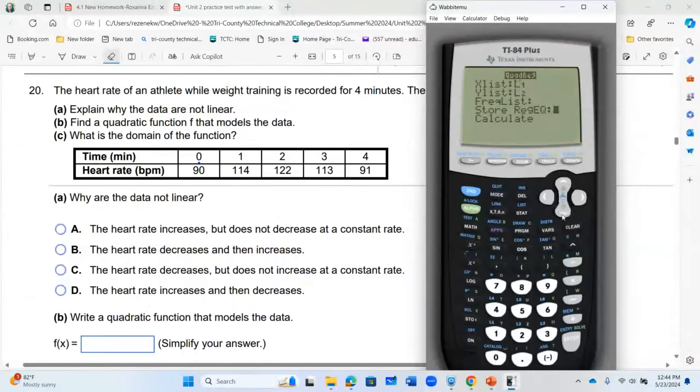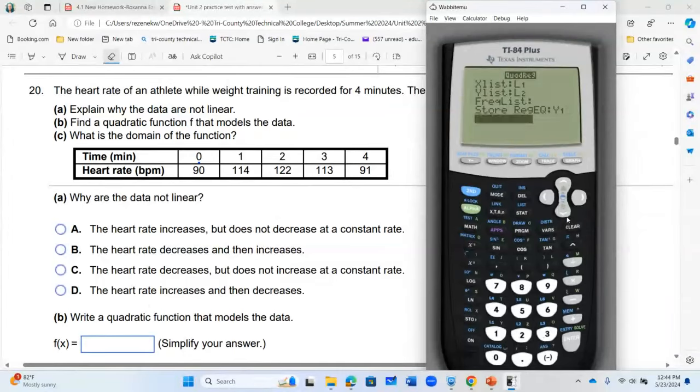And this is asking me, do you want your equation stored in one of the functions? Yes, I want my equation stored in Y1. So I'm going to do Vars, Y-Vars, Function, Y1. I just told my calculator that I would like the equation stored in Y1.